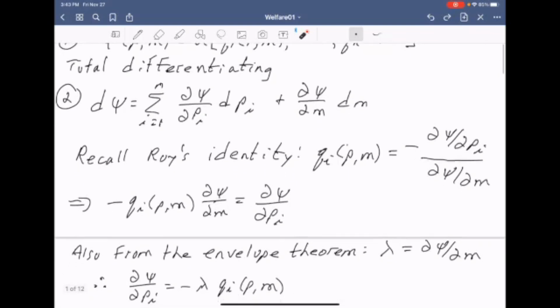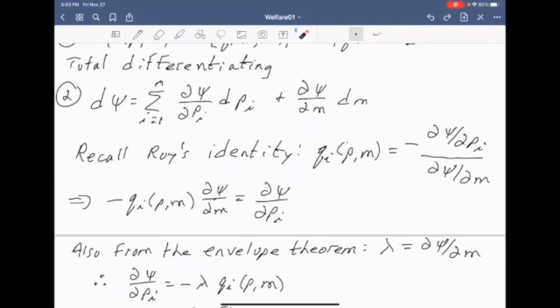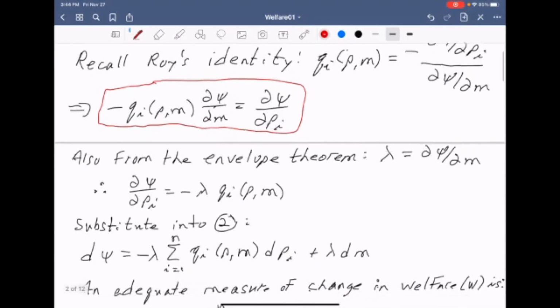Recall Roy's identity from the previous lecture: it's negative the partial of the indirect utility function with respect to the price of any good i, divided by the partial of the indirect utility function with respect to budget or income. And that gives us this result right here, which tells us basically that the negative of the Marshallian demand function times the partial of psi with respect to m is equal to the partial of the indirect utility function with respect to pi.